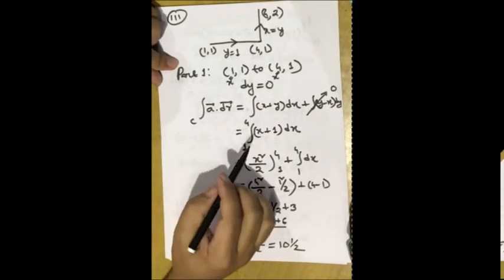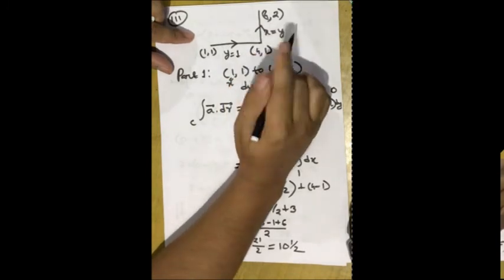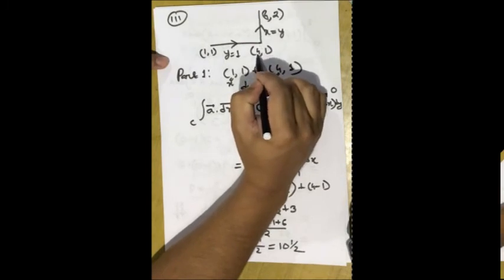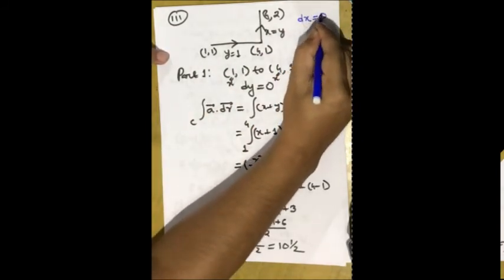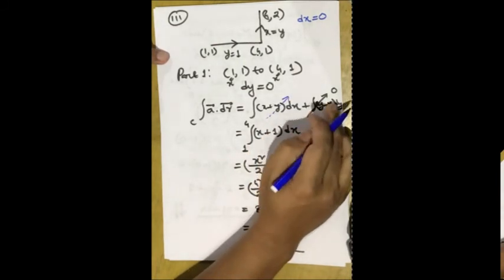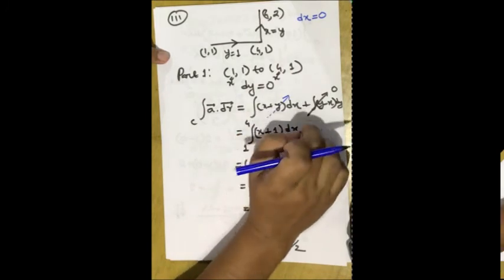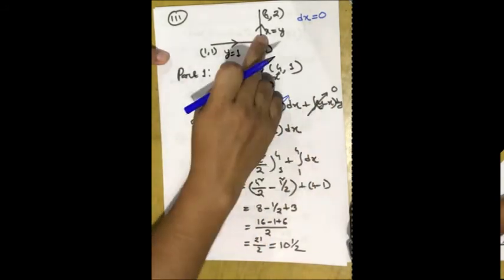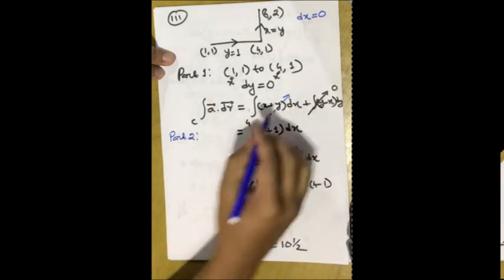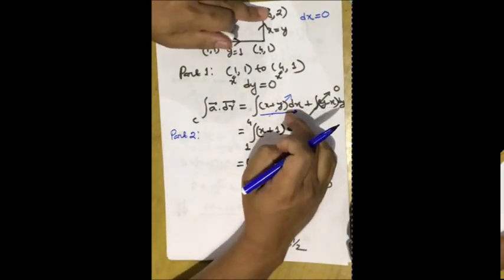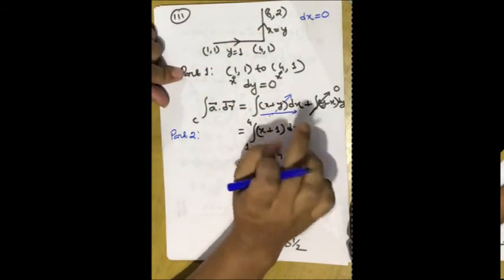Okay, now part 2, we have to consider from (4,1) to (4,2). Now here you can see along this line the x coordinate is 4 and the final point x coordinate is also 4. Therefore the variation of x for this line, that is the value of dx, is equal to 0, so we don't have to consider that part. We only have to consider the (y minus x) dy term. Also, the value of x is equal to 4, and y changes from 1 to 2. So we have to keep that in mind also.